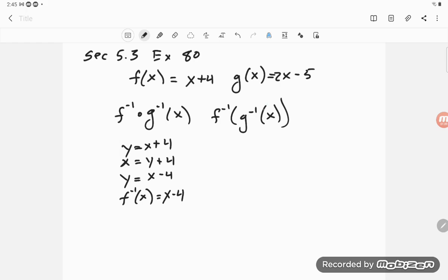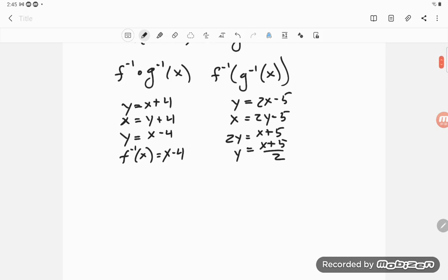And similarly, for g, I have y equals 2x minus 5. Switch the x and the y, and I get 2y equals x plus 5, and y equals (x plus 5) over 2. And so now, let me write down that that's g inverse of x, (x plus 5) over 2.